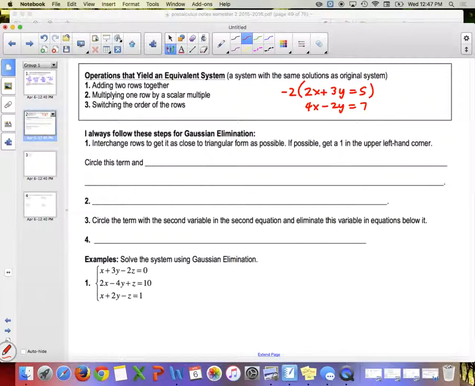Okay, so it says I always follow these steps for Gaussian elimination. So I interchange the rows to get it as close to triangular form as possible. If possible, I get a 1 in the upper left-hand corner. I circle the term, and I use it to eliminate the numbers below it.